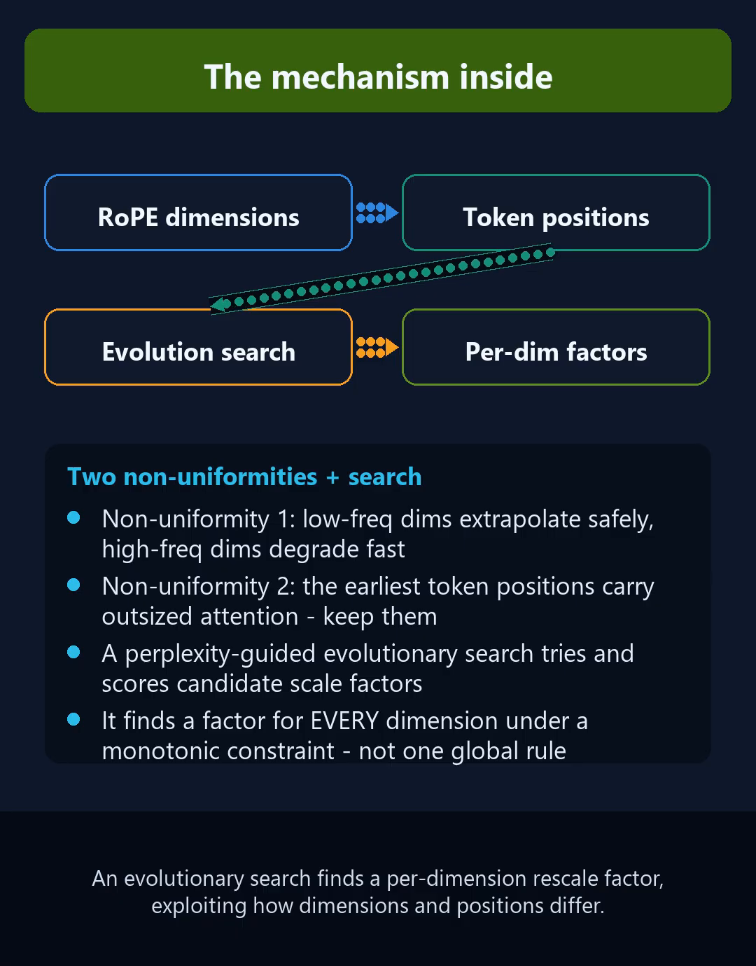The engine underneath is an evolutionary search over two non-uniformities. First, RoPE dimensions differ. Low-frequency ones extrapolate safely, while high-frequency ones degrade fast and need gentler scaling. Second, the earliest token positions carry outsized attention, so they are kept close to their original form. A perplexity-guided search finds a rescale factor for every dimension, under a monotonic constraint, instead of one blunt global factor.